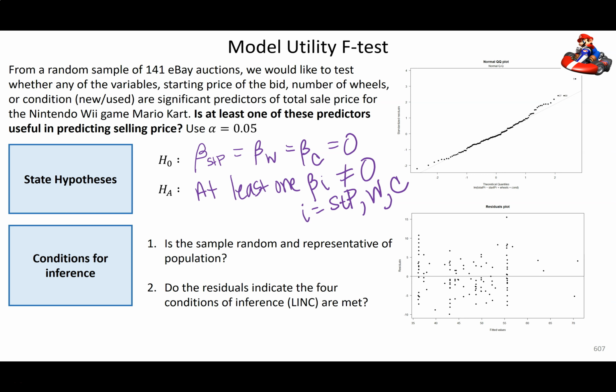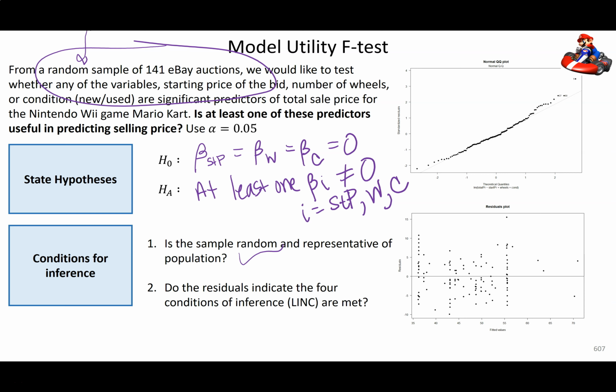So then I go into conditions. Is the sample random and does it represent the population? So we took a random sample of 141 auctions. Over whatever period of time we took these auctions from, yes, I would say because it's a random sample, it is representative.